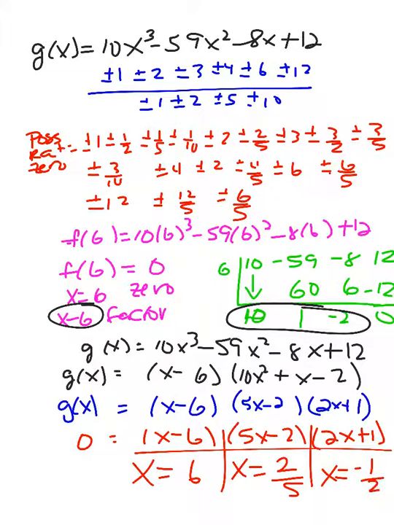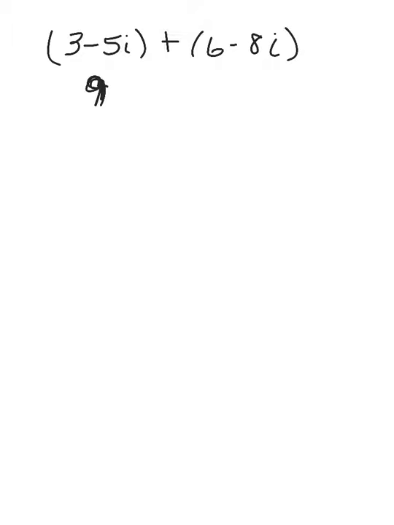Okay, so let's go on to number 6, please. Okay, so number 6 is to perform the indicated operation. So 6a is 3 minus i plus 6 minus 8i. So we just combine like terms. So 3 plus 6 is 9, negative 5i. Negative 5i minus 8i is negative 13i. Okay, so that was A.